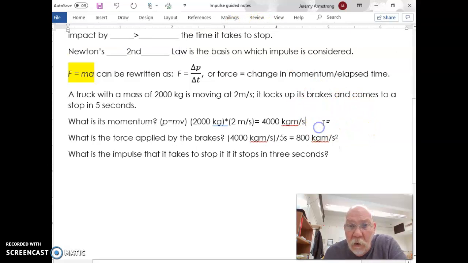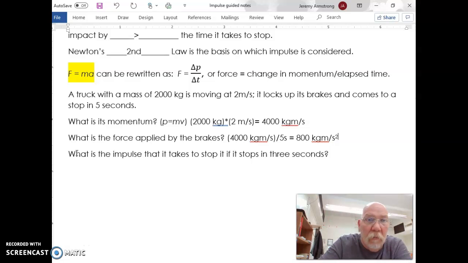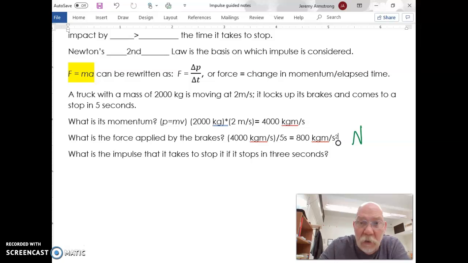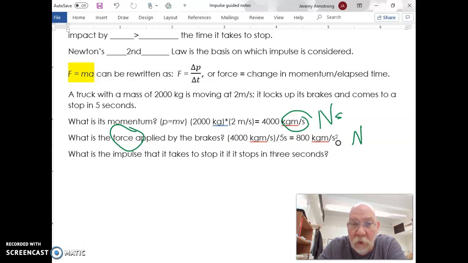All right, and a kilogram meter per second squared is what? A Newton. Because Newton is a unit of force. All right? And this is called a Newton second because it's a Newton times a second. Kilogram meters per second squared times seconds gets rid of one of those seconds. All right, so now we know the impulse that it takes to stop.